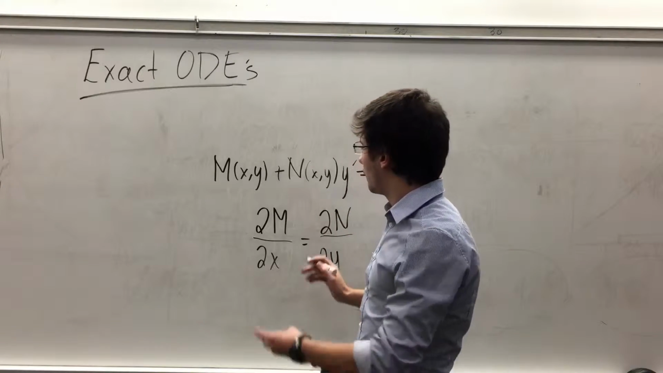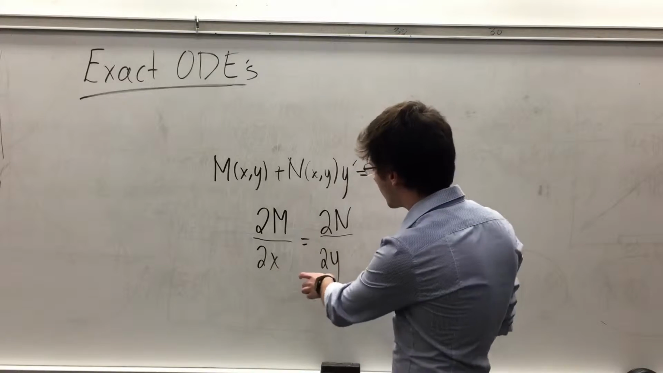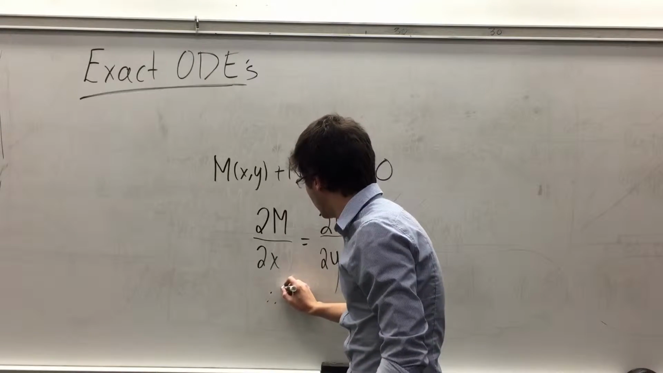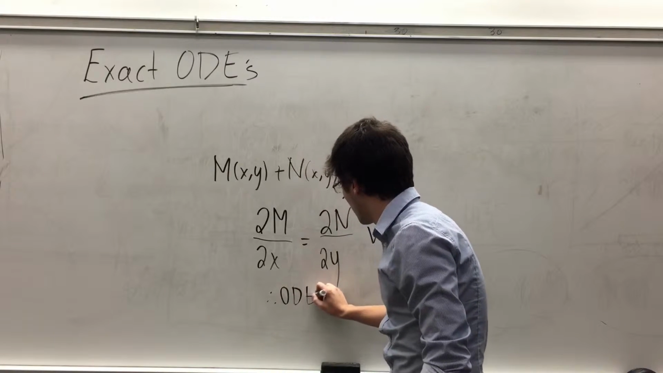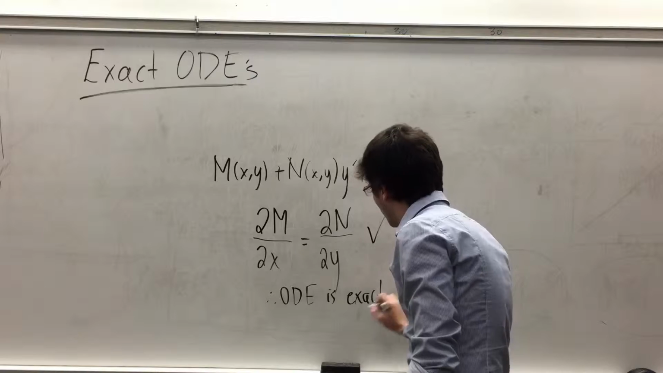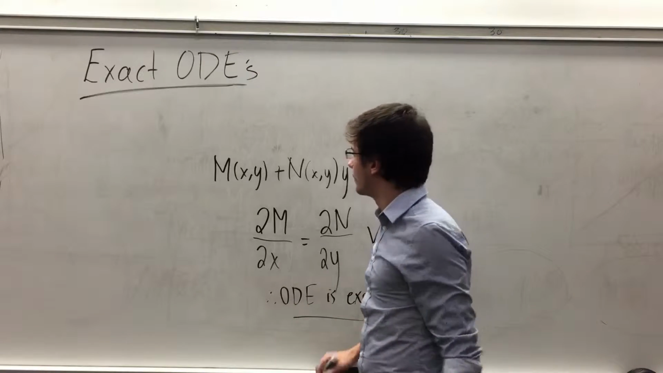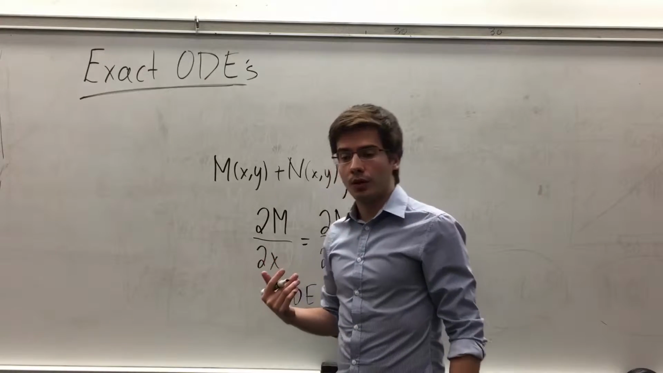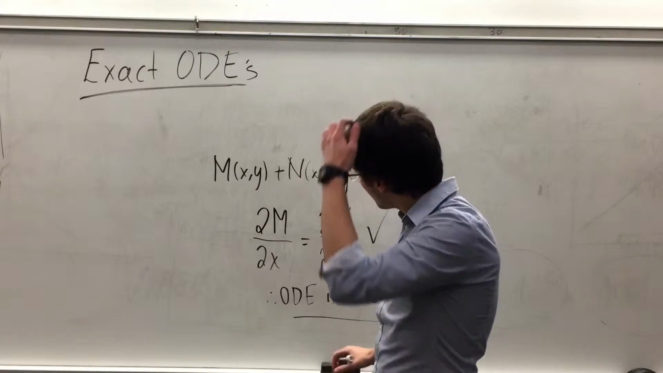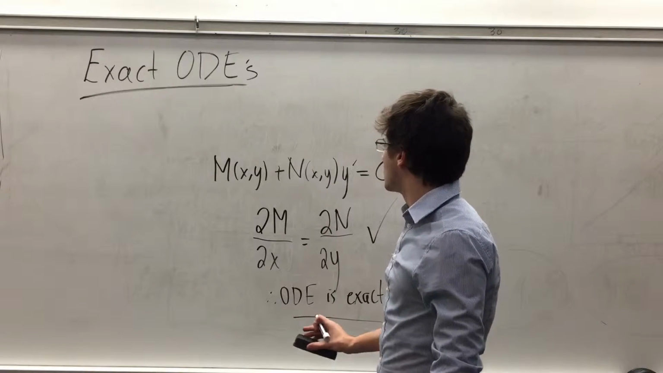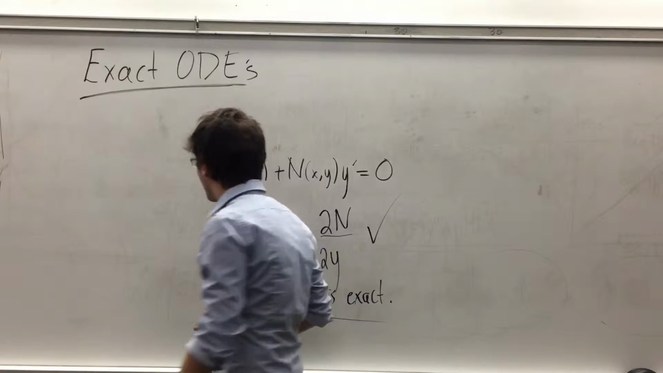If we find these derivatives and we see that they're equal to each other, then we could say, yes, the ODE is exact. So we can say that it's exact with certainty. And the way we can proceed with our analysis is by doing the following.